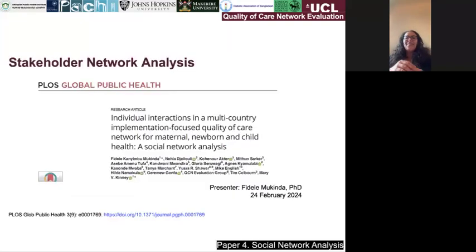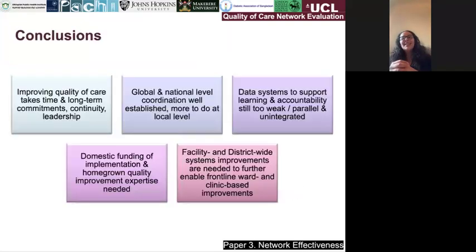So next slide. After 6 years, there has been good progress at global and national levels. This has been achieved despite the global pandemic, impacting resource allocation, service provision, and interaction as well between network members. There remains much more to do at facility level, though.